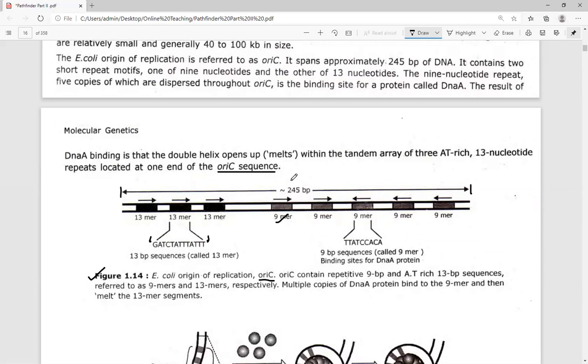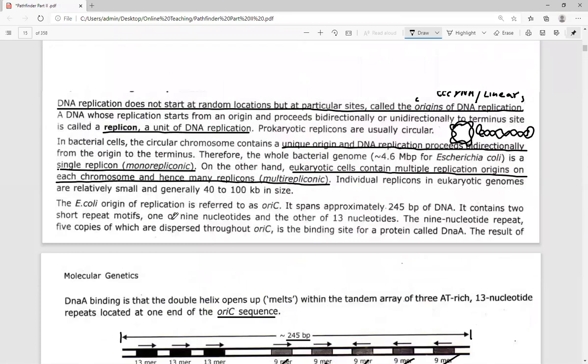The oriC sequence in E. coli is made up of 245 base pairs, in which the 13-mer region has 3 repeats and the 9-mer region has 5 repeats. You can look here. These are the 5 repeats which are present, and the 13-mer region has 3 repeats: first, second, and third. So the 13-mer region has 3 repeats, and the 9-mer region has 5 repeats.